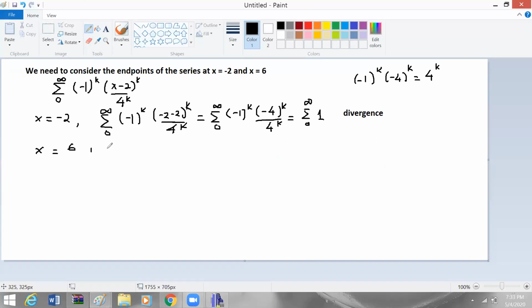what's going on for the series that we have here will be from 0 to infinity of negative 1 to the k, and now we're going to have to rewrite 6 minus 2 to the k over 4 to the k. And apparently we can rewrite the series. So 6 minus 2 is 4, right? 6 minus 2 is 4. So 4 to the k over 4 to the k is 1. So the whole term will be negative 1 to the k times 1, which is that.